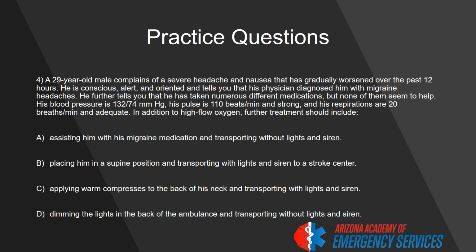His pulse is at 110 beats per minute and strong, and his respirations are 20 breaths per minute and adequate. In addition to high flow oxygen, further treatment should include A, assisting him with his migraine medication and transporting without lights and sirens. B, placing him in a supine position and transporting with lights and sirens to a stroke center. C, applying a warm compress to the back of his neck and transporting with lights and sirens. D, dimming the lights in the back of the ambulance and transporting without lights and sirens. So I'll give you a second to see if you can identify any of the key information in this question.